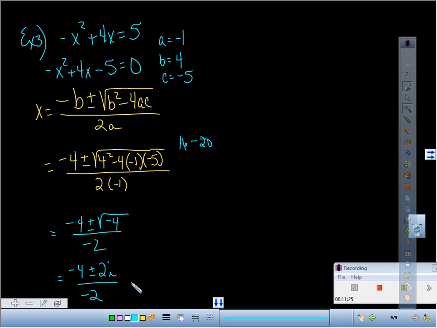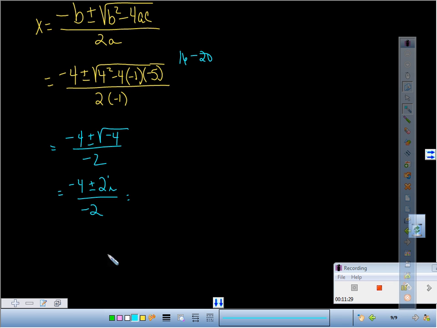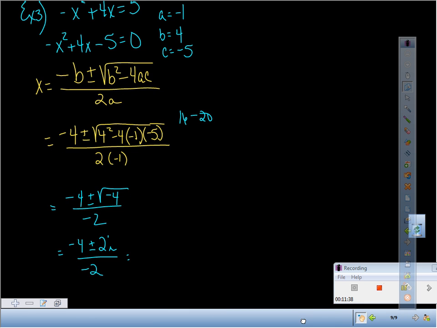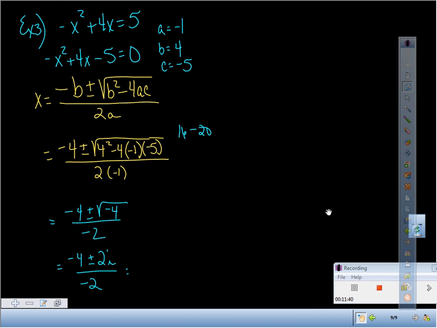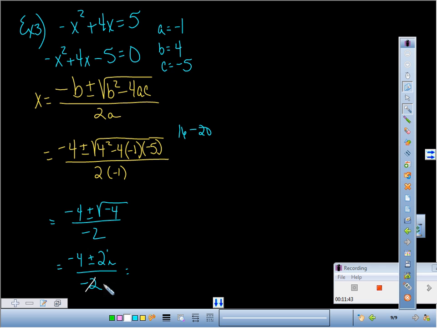Now it looks like this. Can I reduce it? Yes, you can. Now remember, in order to reduce it, everybody has to be able to reduce. What can you reduce by? 2. So I'm going to do that. Let's take a second. So 2 goes into 2 how many times? 2 goes into 4 how many times? 2 goes into 2, 1. Now all I have on the bottom is a negative 1.